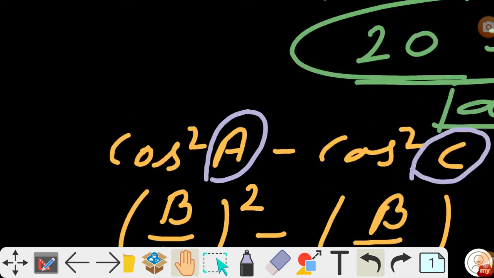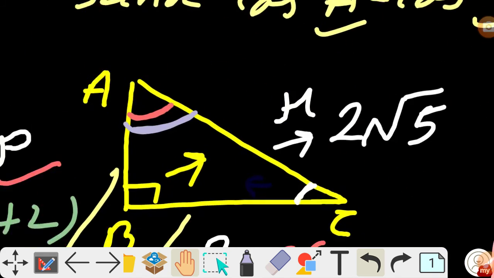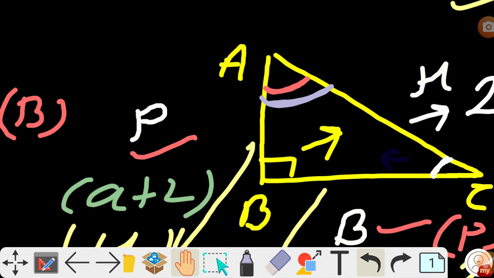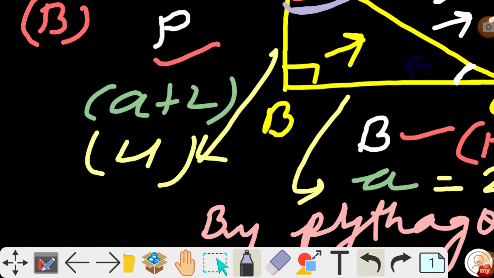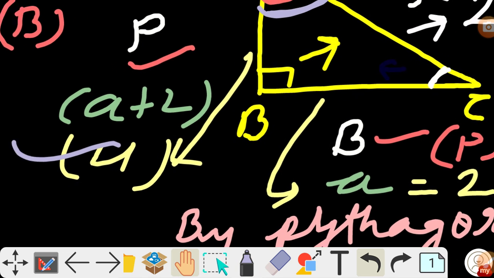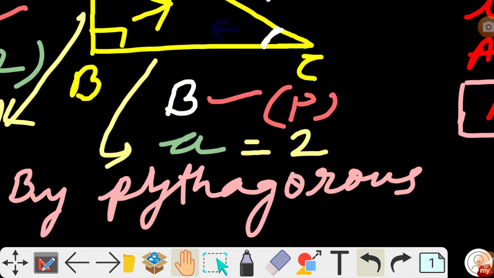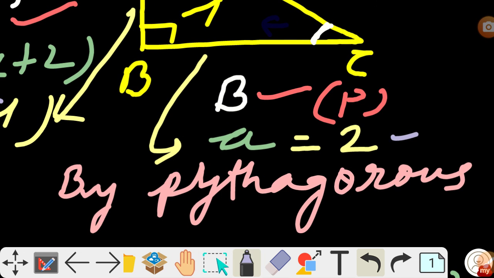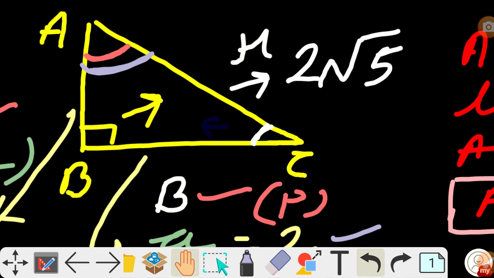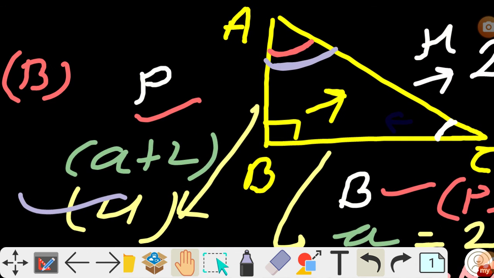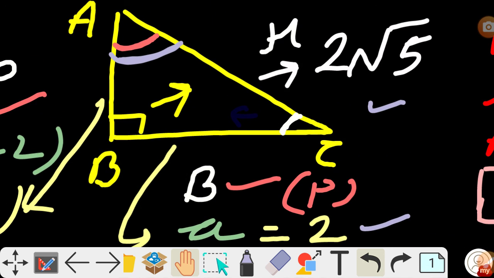Because cos is base upon hypotenuse. Base is this one for angle A, and perpendicular is this one, and hypotenuse is this one. We know that cos is base upon hypotenuse. So base in this case for angle A is 4 and hypotenuse is 2 root 5.